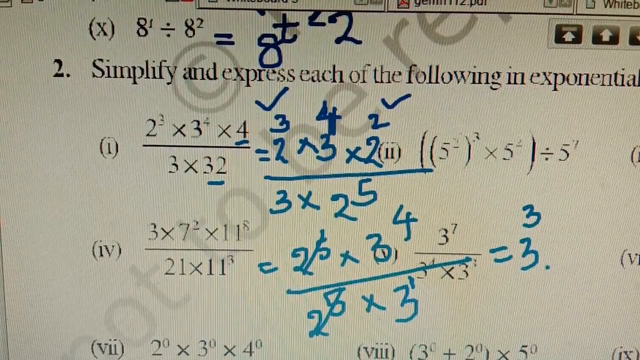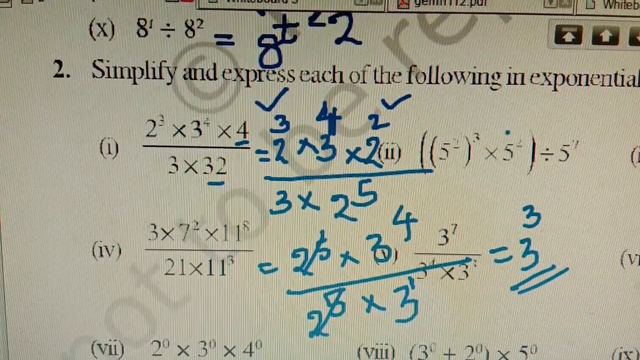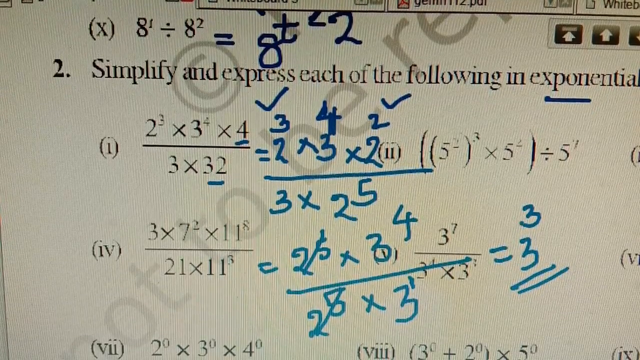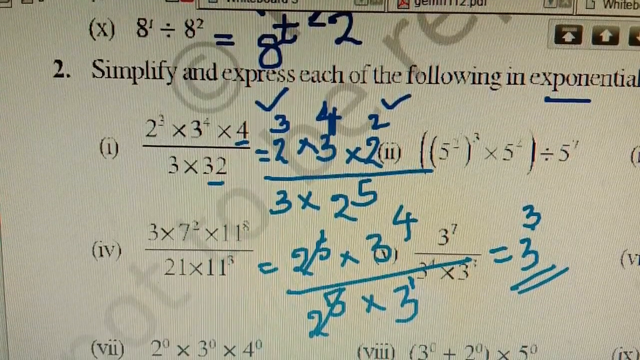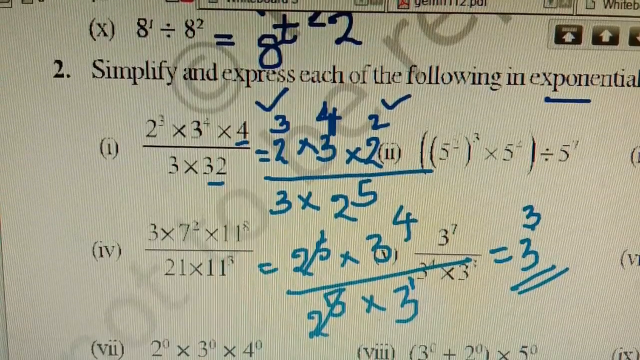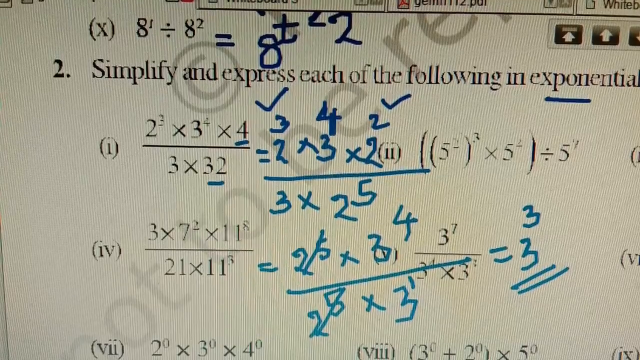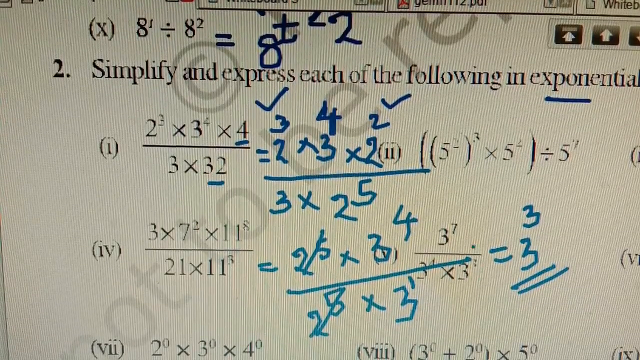No need of finding the actual number here. The question is given this way. Write the answer in exponential form. So we give 3 to the power of 3. Okay, got it. Now we can move to the next question.